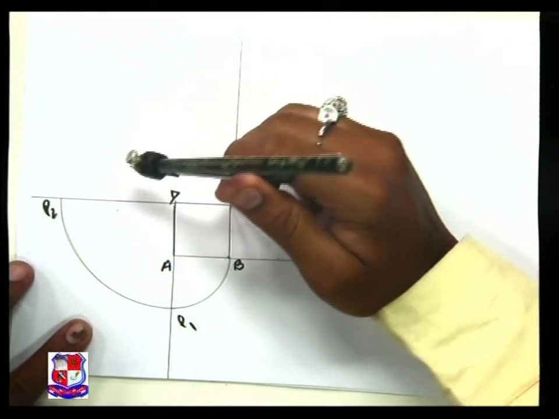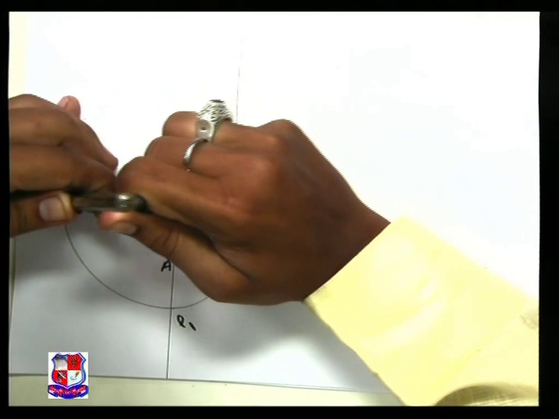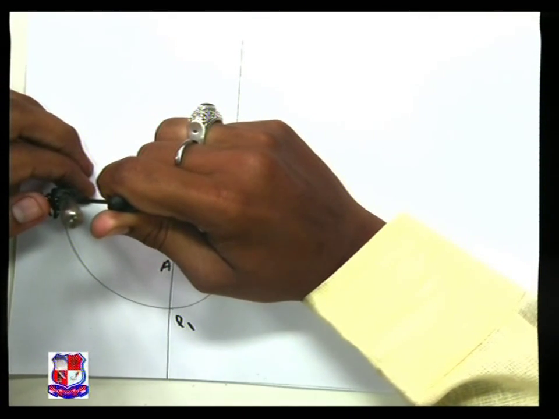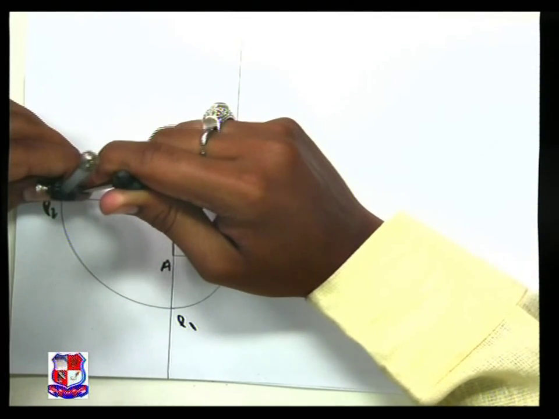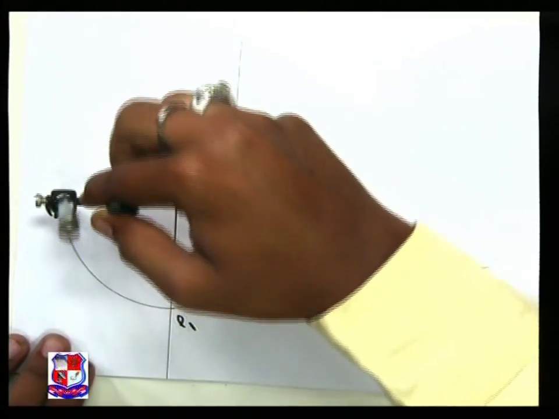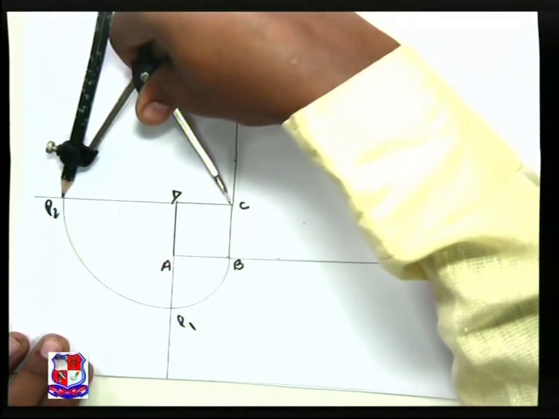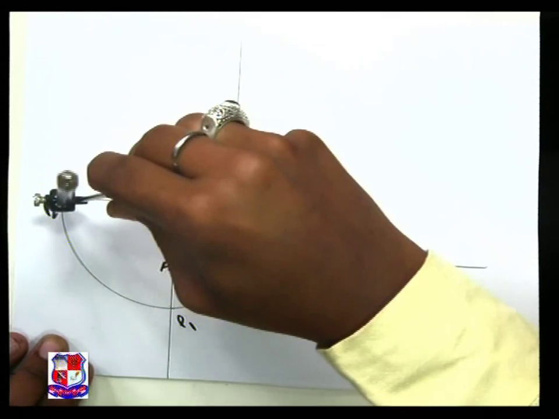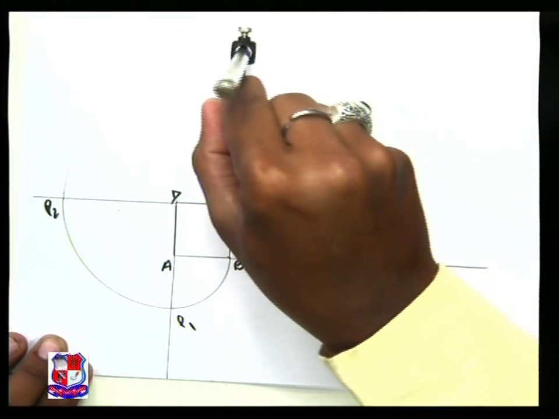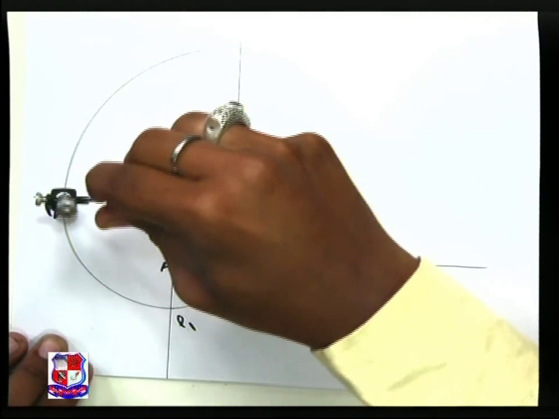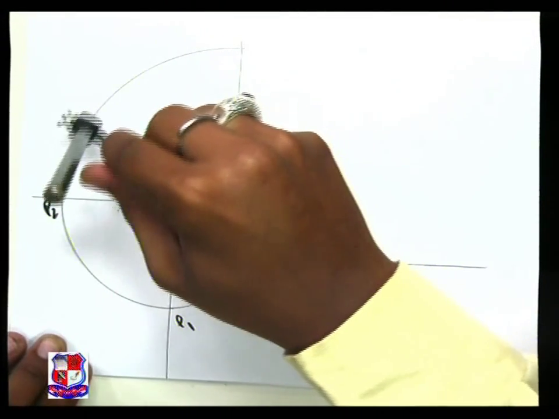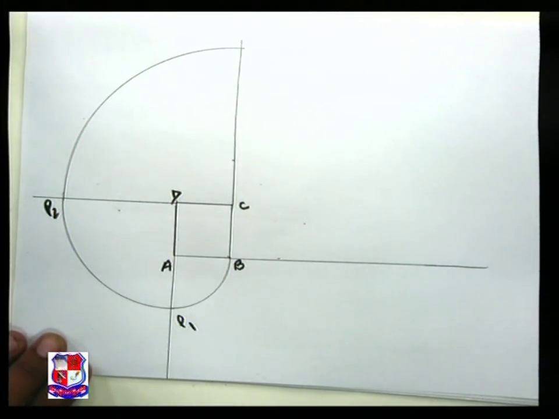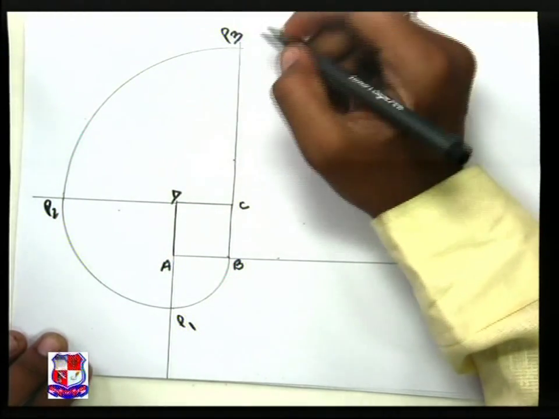Now the third would be CP2 as radius and C as center. Like this, we draw an arc. We have got point number P3.